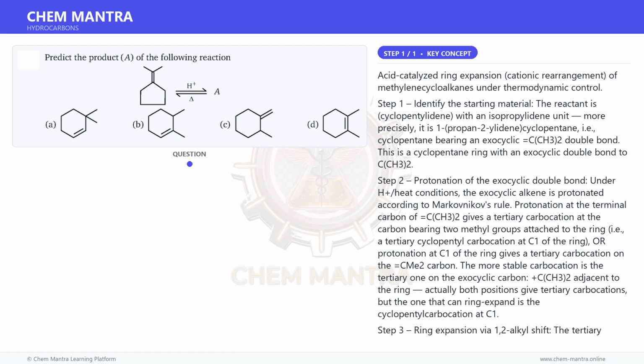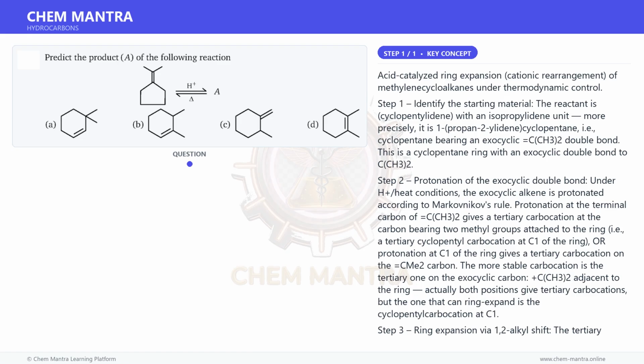Step 1. Identify the starting material. The reactant is cyclopentylidene with an isopropylidene unit. More precisely, it is 1-propan-2-ylidene cyclopentane, i.e., cyclopentane bearing an exocyclic =C(CH3)2 double bond. This is a cyclopentane ring with an exocyclic double bond to C(CH3)2.